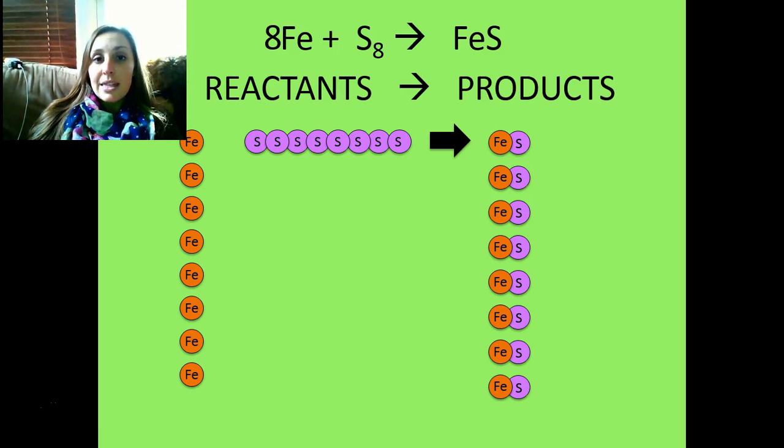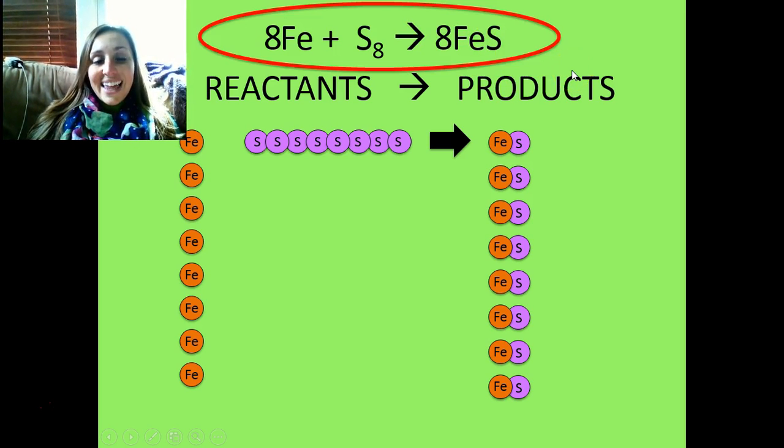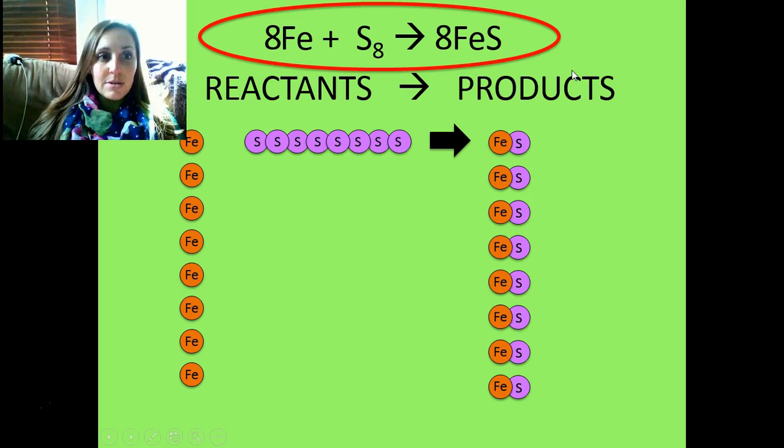So that's not the only thing we changed from 1. We still only have 1 S8, but now we have more than 1 FeS, or iron(II) sulfide. If you count this up, you have 8 of them. So that means you have 8 of this thing, so you put an 8. And this is your balanced chemical equation. So this is what you're going for. This is the final answer.